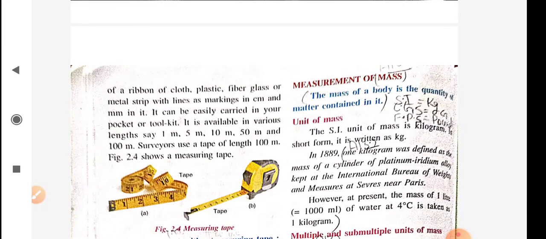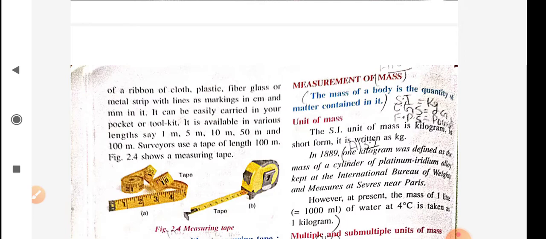Now our next topic is measurement of mass. So first, what is the mass? The mass of a body is the quantity of matter contained in it. And what is the unit of mass? The SI unit of mass is kilogram, in short written as kg. We already discussed this in our previous videos.